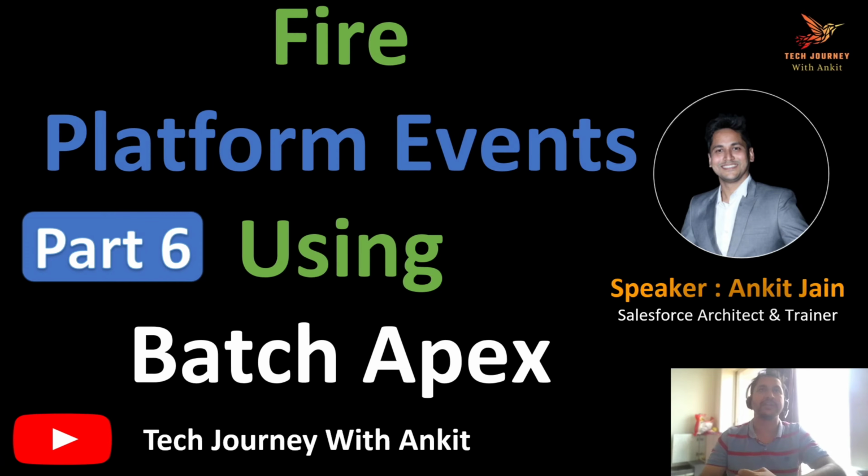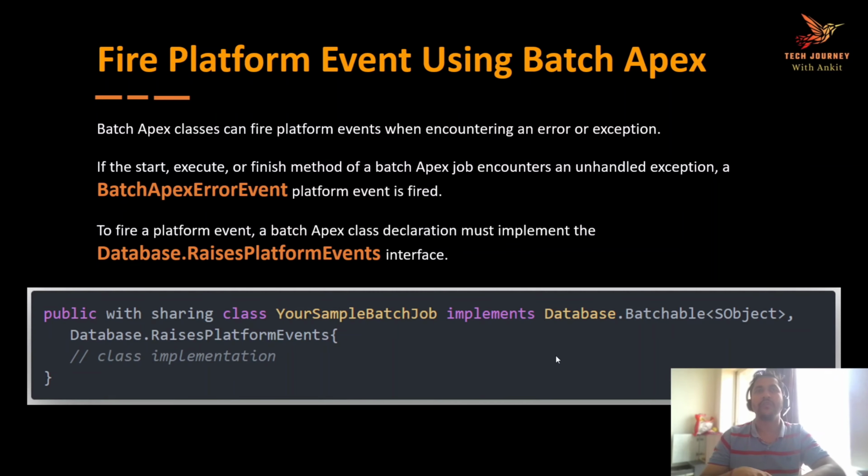In this part, we will discuss how the platform events automatically gets fired using the batch apex whenever your batch apex encountered any error. This is one of the mechanism where you can do the error handling in the batch apex. So if you want the platform event to fire automatically using the batch apex whenever any error or any exception is encountered in your batch apex.